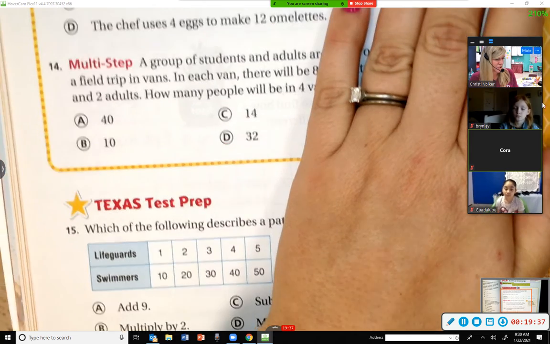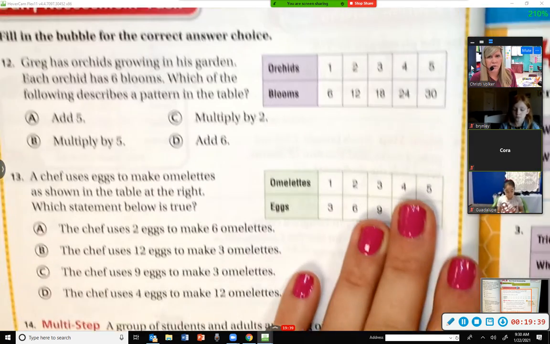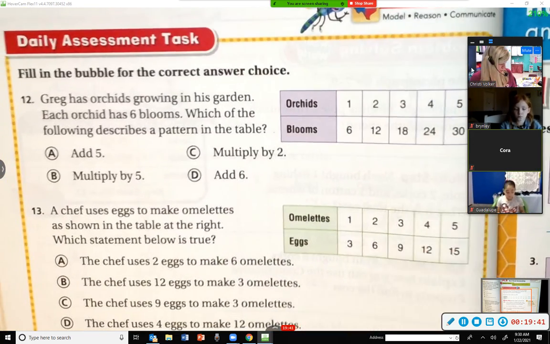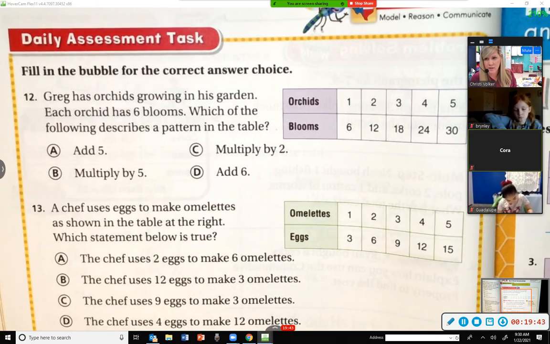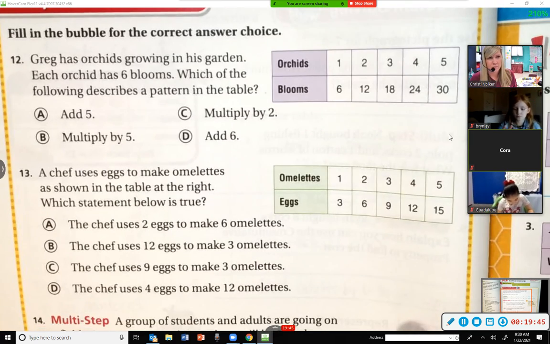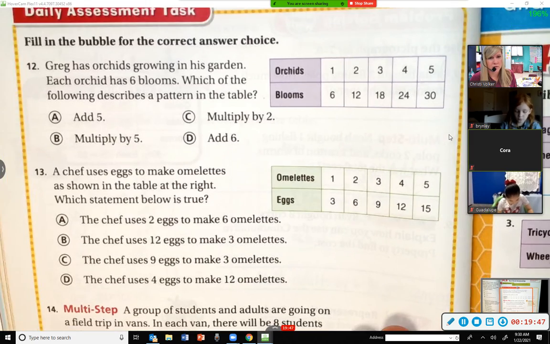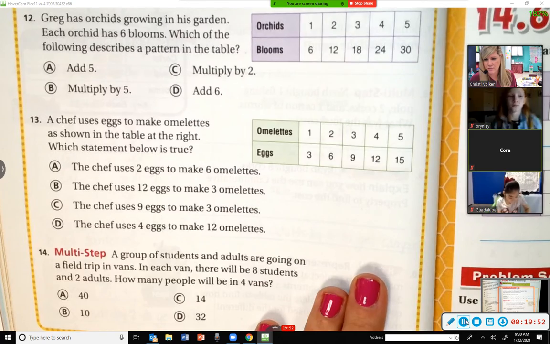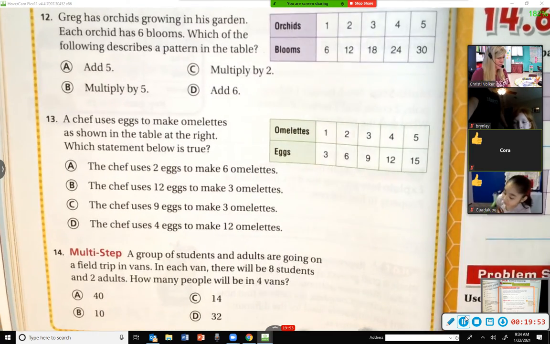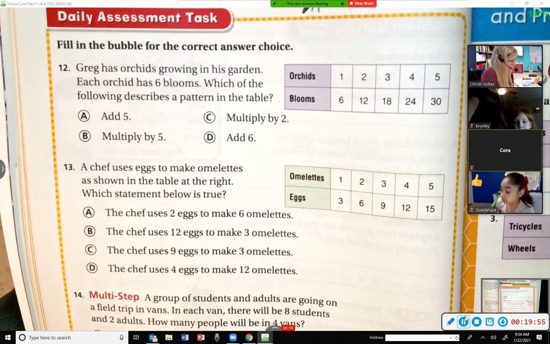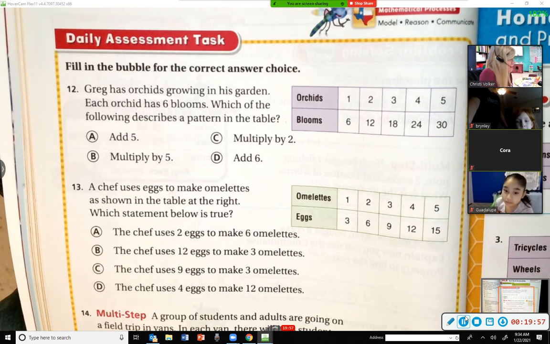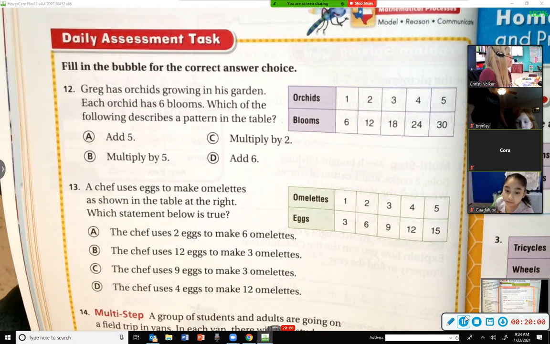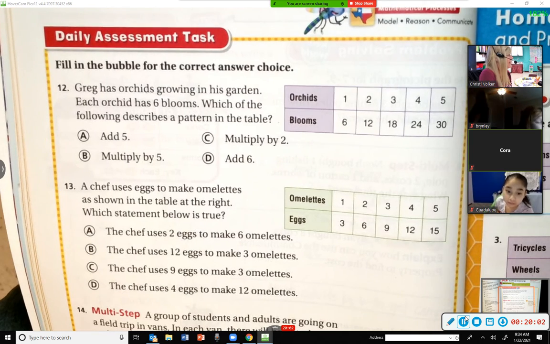Okay. Last 2, again, on your own, 12 and 13, page 464. And then we will be done. Find the pattern. Make sure you're choosing the correct answer choice. Okay, number 12. It says, Greg has orchids growing in his garden. Each orchid has 6 blooms. Which of the following describes a pattern in the table?